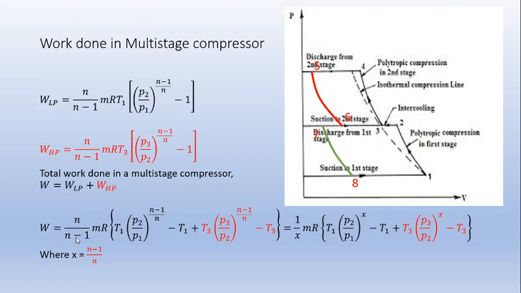So we will get this: n by n minus 1 into mR is a common factor for both the equations. So we take it outside and keep the remaining part inside the bracket. Then assuming x is equal to n minus 1 by n, we will get the total work equal to 1 by x into mR into [T1 into (P2 by P1 raised to x minus 1) plus T3 into (P3 by P2 raised to x minus 1)].